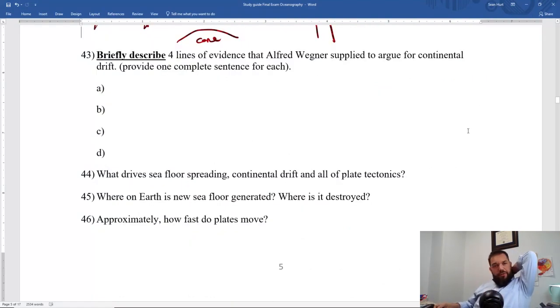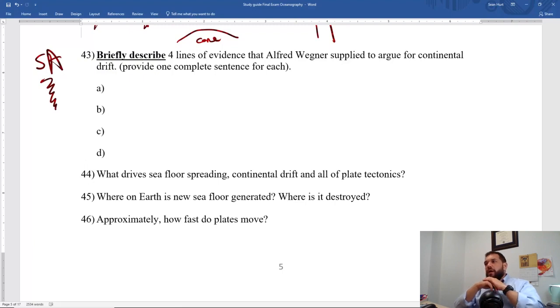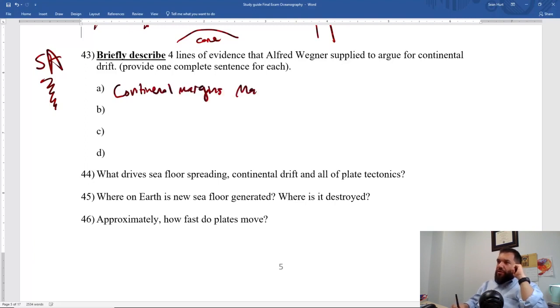He's the gentleman who introduced this idea of continental drift in a serious way to back up his claims. By the way, this is another good short answer question, so be prepared to answer this. Alfred Wegener argued for continental drift by bringing up 4 lines of evidence. Okay, first thing is that continental margins, so the coastlines, matched. That means that the continents can kind of fit together.